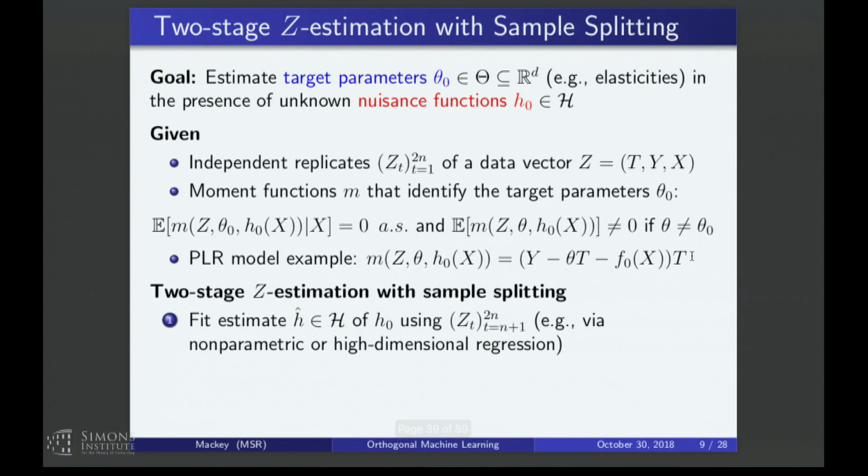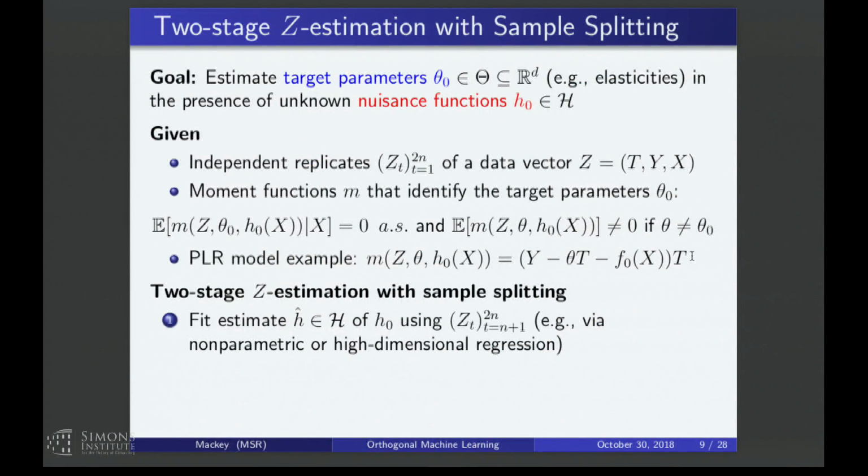Okay, so two-stage Z estimation with sample splitting. How does this work? In stage 1, we're going to estimate the nuisance however we like. So we'll use our favorite machine learning method, some non-parametric regression, some high-dimensional regression. Somehow we're going to get back some estimate h hat of the nuisance h0. For this, we're going to use the second half of our data, so data points n plus 1 up through 2n.